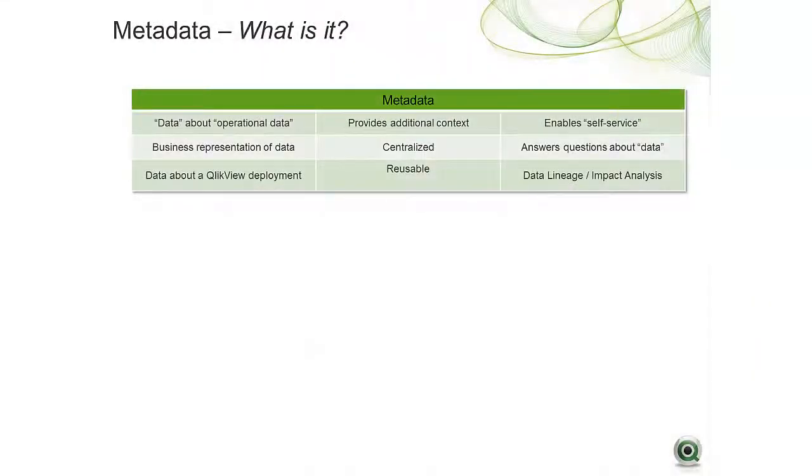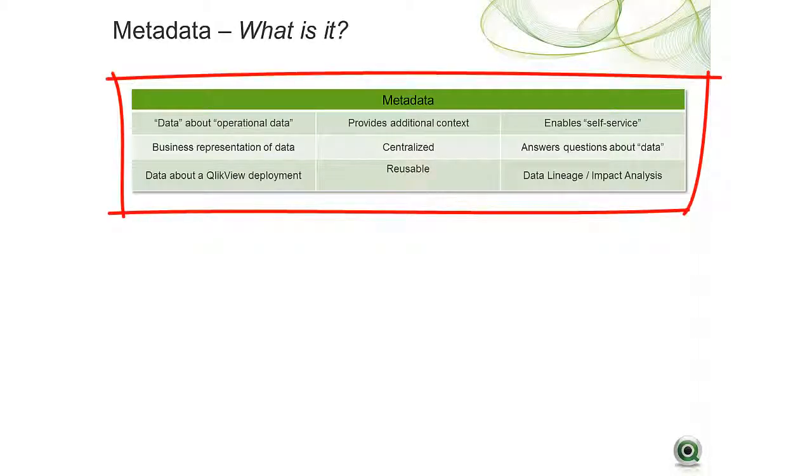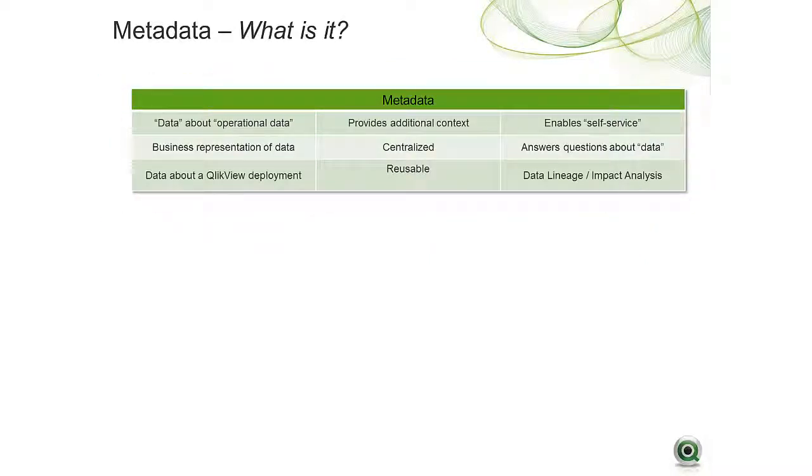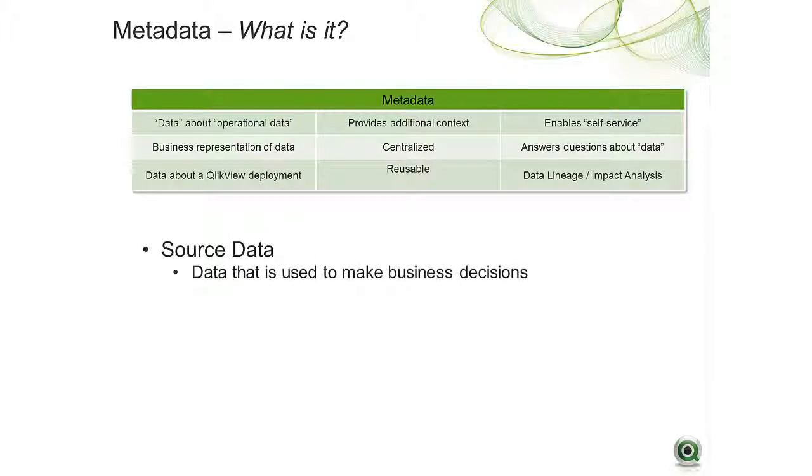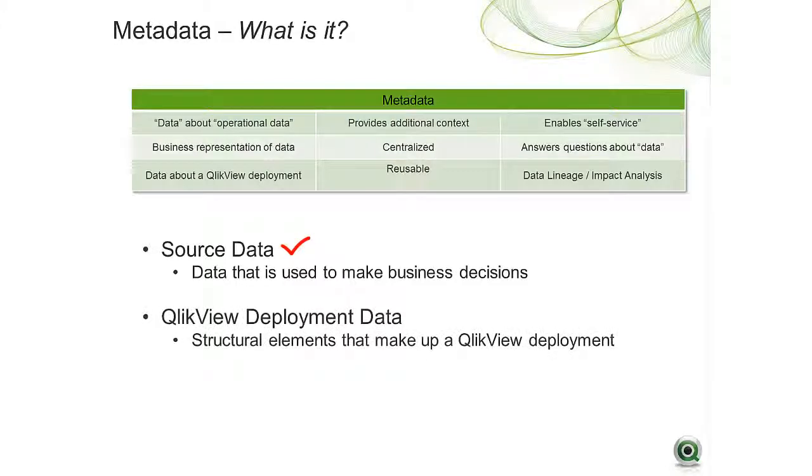The term metadata is ambiguous and has an evolving definition. It can and always will be defined differently by those who work with it. But when used in the context of QlikView applications or business discovery, metadata can be defined simply as data about data. Within a QlikView ecosystem, there are two types of data that can be described. Data that is used to make business decisions, such as operational data, we'll call that one source data, or it can be data about the structural elements that make up a QlikView deployment. We'll call that QlikView deployment or environment data.